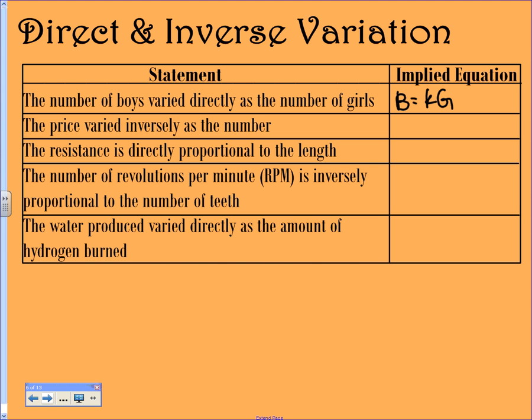So it says the price varied inversely as the number. Do you agree? Yes. Okay, who wants to try the next one? There's enough for everybody to do one. I think, well, almost. Do you agree with that? I do. Okay, who wants to do the next one?